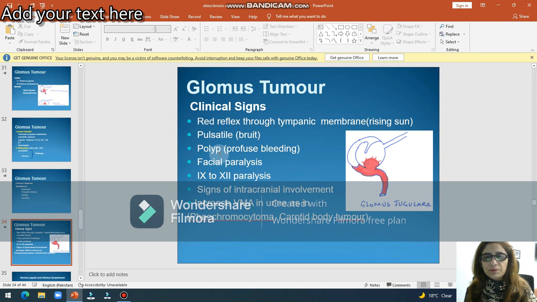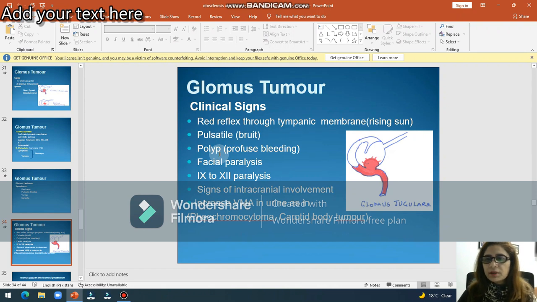So signs of involvement of the meninges can be seen. Then you will investigate it through increased vanillylmandelic acid in the urine, which are the end products of epinephrine and norepinephrine. It is also seen in pheochromocytoma and carotid body tumors. So VMA is vanillylmandelic acid in the urine.